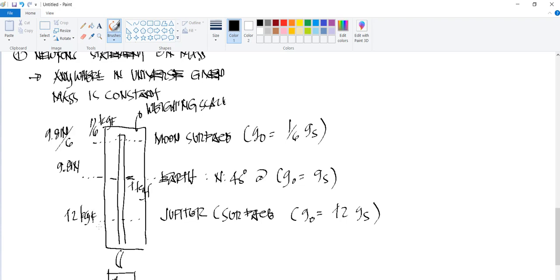So that's the difference. That's why Newton's statement is that anywhere in the universe the given mass is constant. What varies is the gravity of the surface of the places, the surface of the Earth or the surface of the planet, which is acted upon, but the mass will be constant.